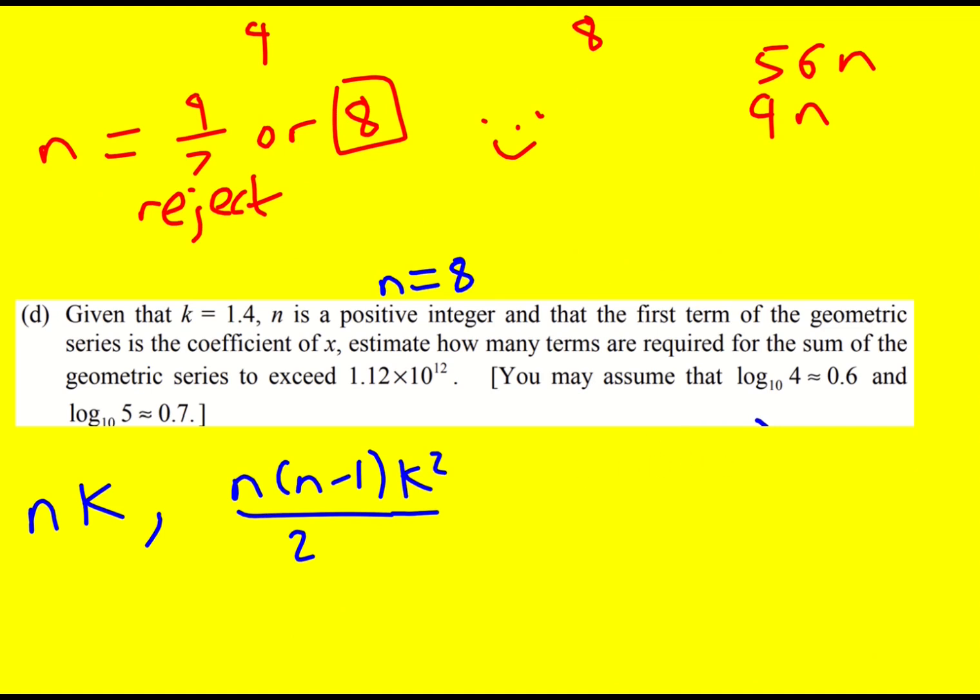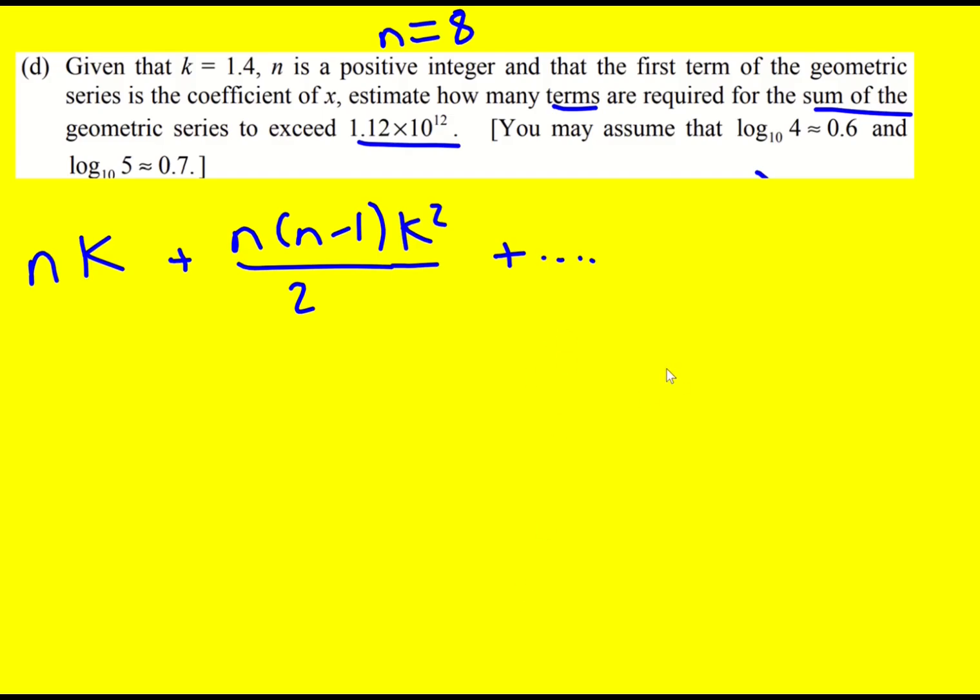We're asked, okay, it's a series. I'll write it as a series now. And we're interested in how many terms we need for the sum to exceed this number here, 1.12 times 10 to the 12. All right, first things first, let's work out what r is equal to. Actually, let's also work out what a is equal to. So a, the first term, is going to be 8 times 1.4. So that's going to be 11.2.